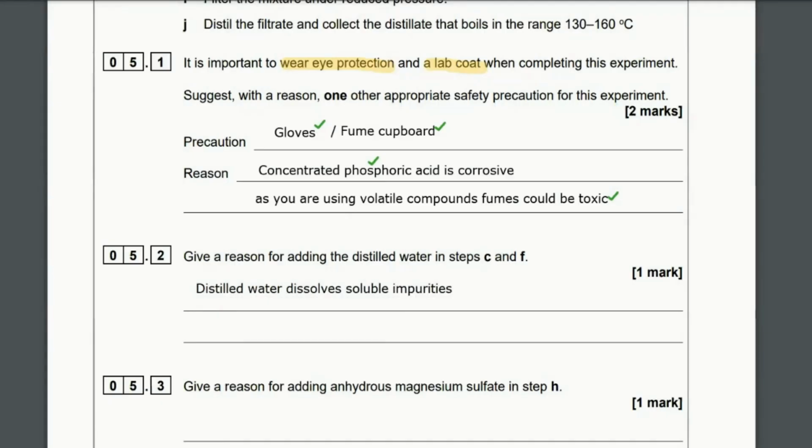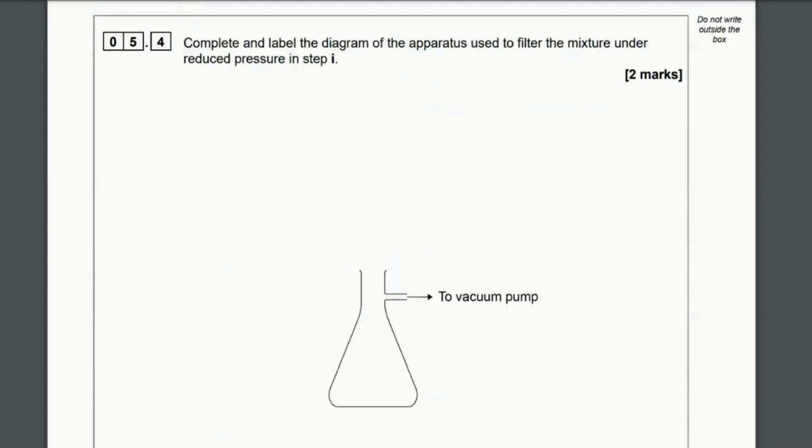Let's look at 5.3. Make sure you pause the video before each of these and have a go. Give a reason for adding anhydrous magnesium sulfate in step H. What does anhydrous mean? It means without water, dry. So this is a drying agent. It's going to absorb water really well. So it's going to dry out your product and remove any of that distilled water that's left behind after it's been removed. So it's a drying agent. It removes water. Now we're on to 5.4.